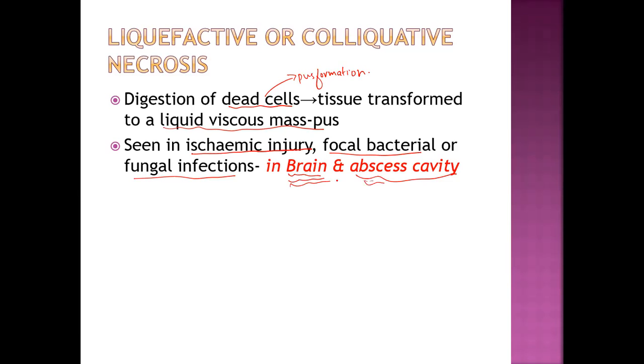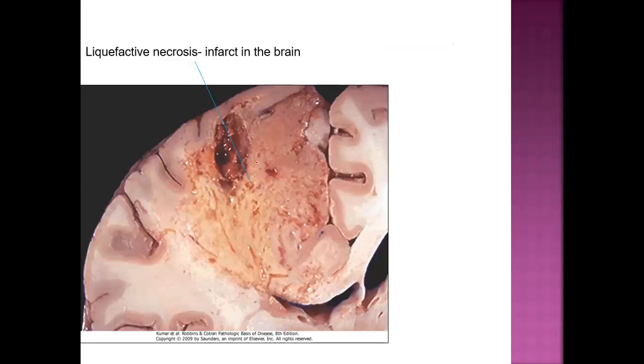Mostly it is seen in the brain. The best example of liquefactive necrosis is the brain. So this is part of the brain. Here you can see there is liquefactive necrosis, meaning you can see a pus-filled area. This is the gross appearance of liquefactive necrosis.